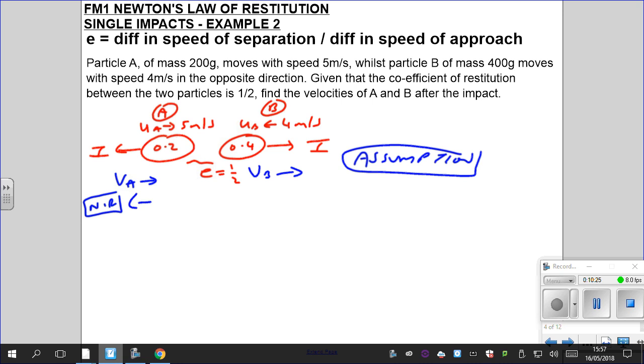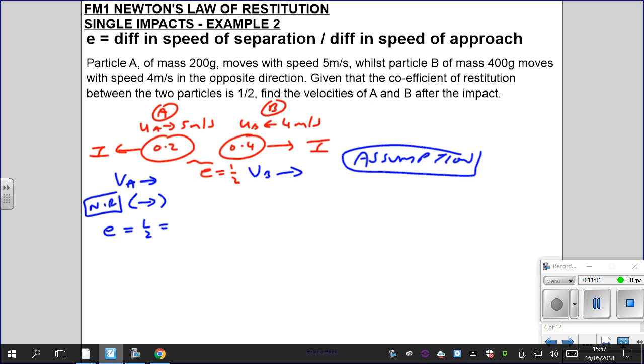So we're going to start with Newton's law of restitution. We're going to go right. E is a half, and that's the difference in speed of separation. So think about this. My separations are VB and VA. Which one must be faster in the direction to the right? It must be VB, because remember, this is after they've collided. If VA is faster than VB, then that means they're going to hit, and then they're just going to keep hitting, keep hitting, keep hitting. Or VA is literally going to go through VB, isn't it? Because VA is faster.